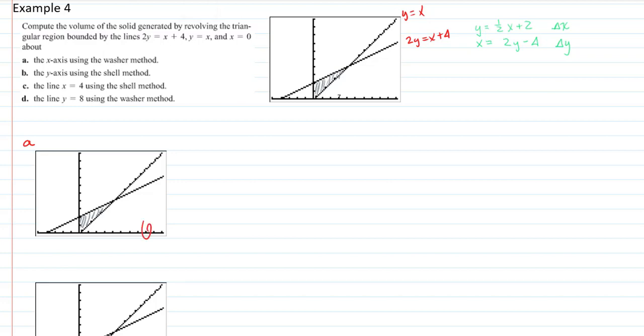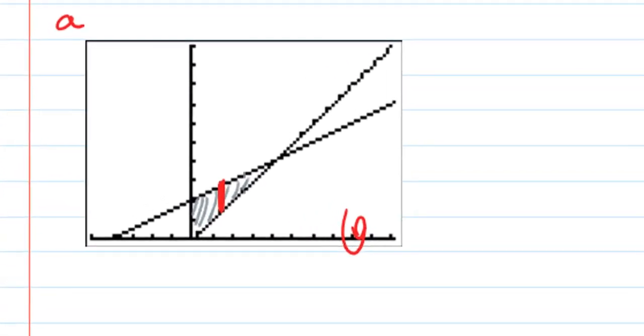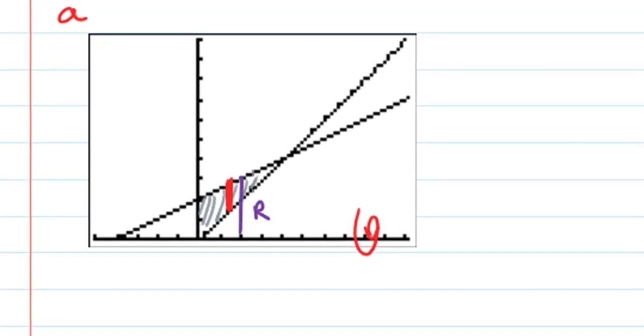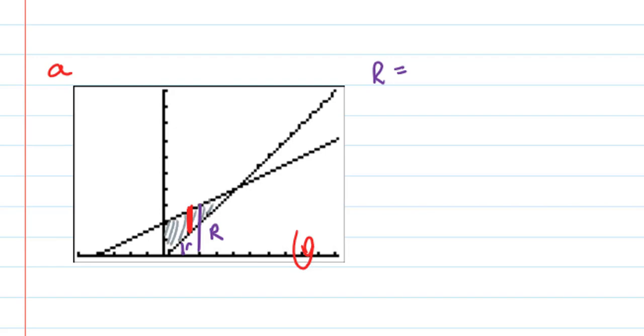So when we revolve this around the x-axis, we generate a hollow shape, and we're told to use the washer method, which means that our representative rectangle has to be perpendicular to the axis of revolution. So there's 2 radii involved. We have an outer radius and an inner radius. The outer radius is going to be the top function, and this is a delta x. So I'm going to want to use the function y equals 1/2 x plus 2. The inner radius is that bottom function, y equals x.